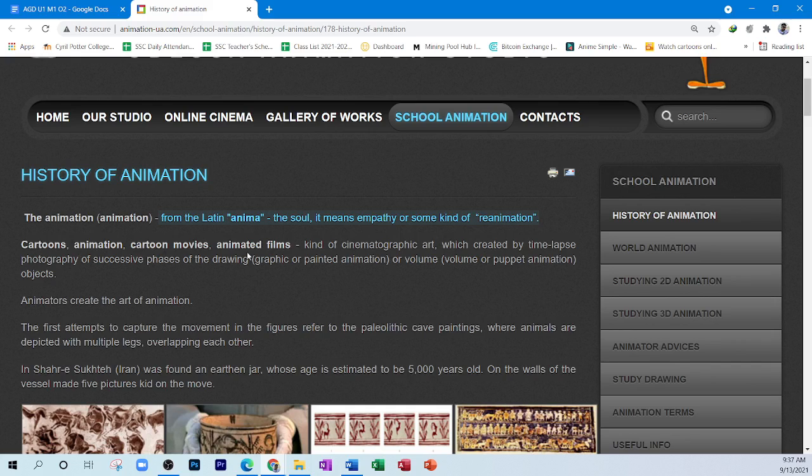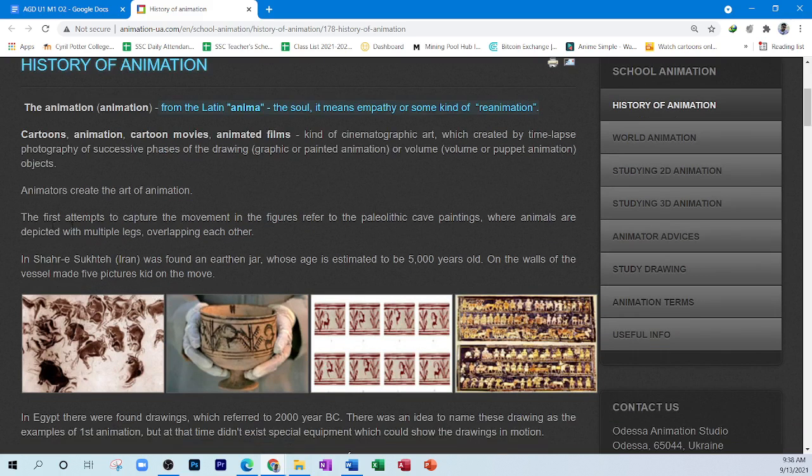Cartoons, animation, cartoon movies, animated films, a kind of cinematographic art created by time-lapse photography of successive phases of drawings, graphic or painted animation, or volume or puppet animation objects. Animators create the art of animation. The first attempts to capture movement in figures refer to the Paleolithic cave paintings, where animals are depicted with multiple legs overlapping each other.